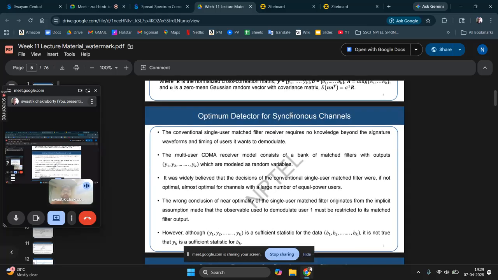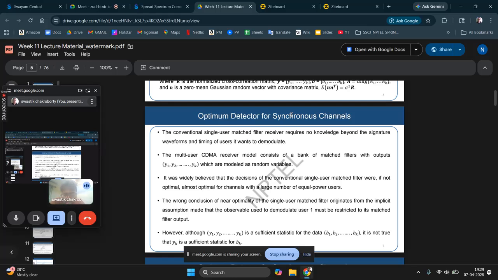So the conventional single user matched filter receiver requires no knowledge beyond the signature waveform and timing of the user it wants to demodulate. The multi-user CDMA receiver model consists of a bank of matched filters with outputs which are modeled as random variables, because you don't know the data. The data is random.